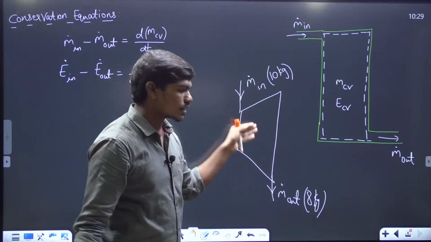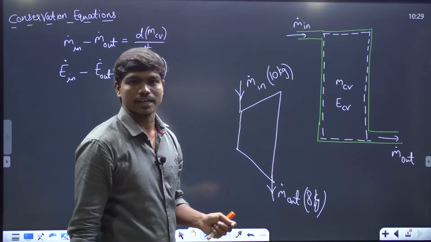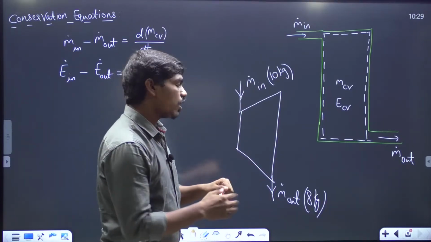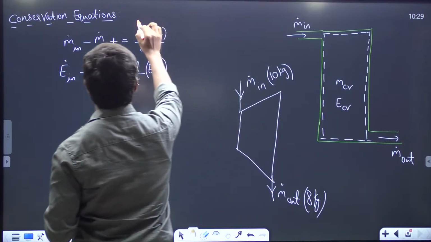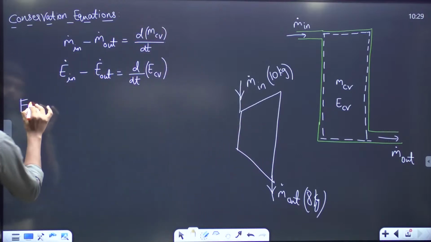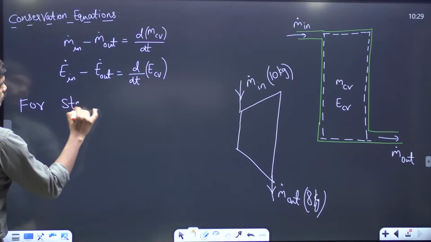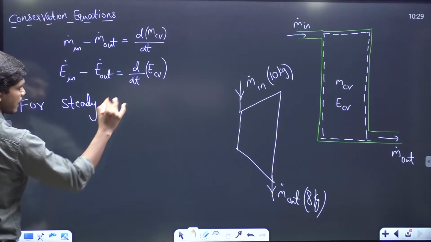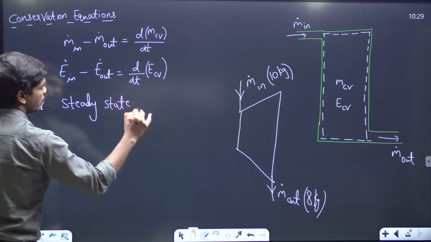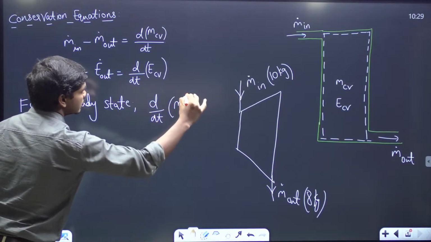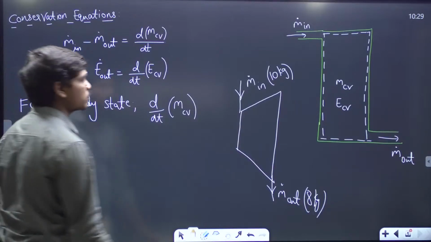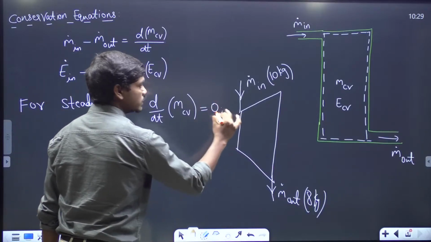Means whatever is coming in, it will come out very soon without having any work interactions. So that's why in all practical applications work under steady state, which means this dm/dt for steady state, d by dt of m_cv. What is steadiness? Your property should not change with respect to time, so this will be equal to 0.